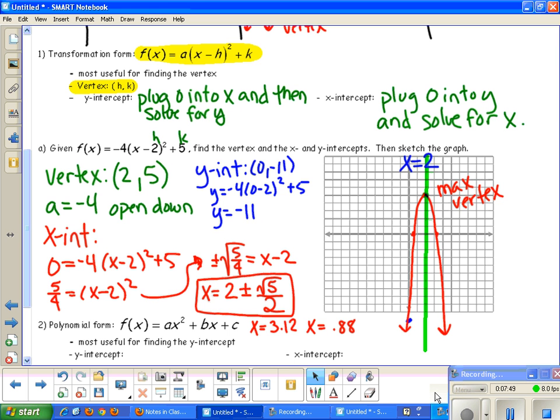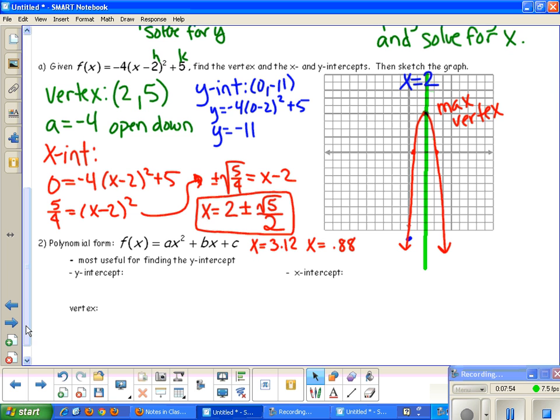So that is our transformation form. The next thing I want to look at is polynomial form. So polynomial form, which is right here, which we also recognize as being standard form, ax squared plus bx plus c. So it's the most useful for finding the y-intercept. So again, how do you find the y-intercept? You plug 0 for x and solve. So if I did that here, I get y equals 0 squared times a, which is 0, plus b times 0, which is 0. So we get 0 comma c.